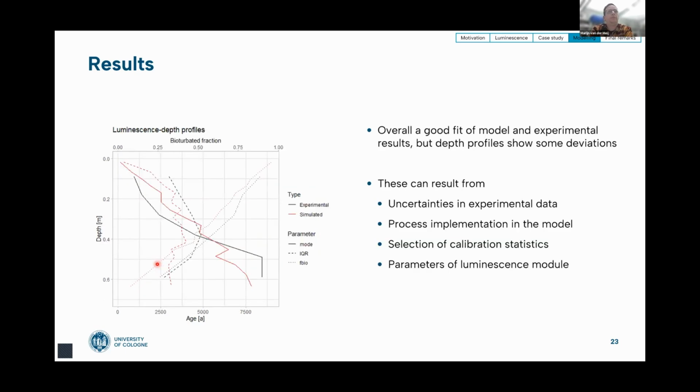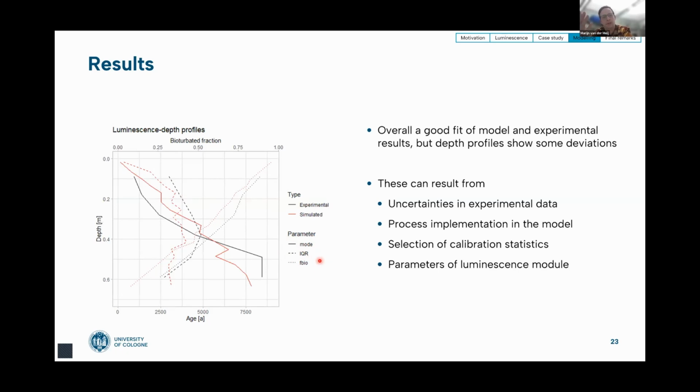We then compare the depth profiles. So we have depth profiles for the experimental data in black and the simulated data in red. And then for the different parameters: the mode, which is the most likely age of the distribution, the interquartile range, which is the width of the distribution, and FBO, which is the bioturbated fraction. We saw that overall, the model shows a relatively good fit with the experimental data.